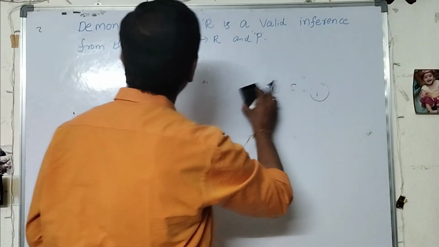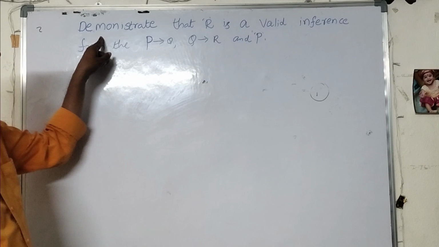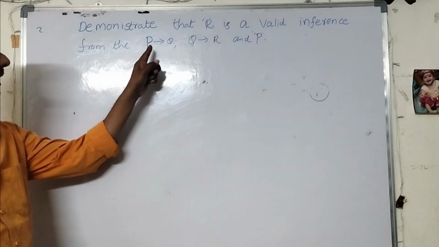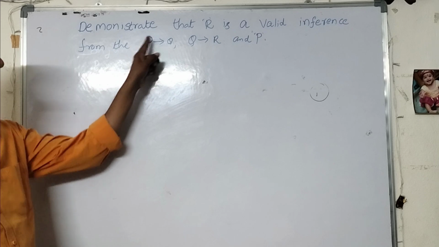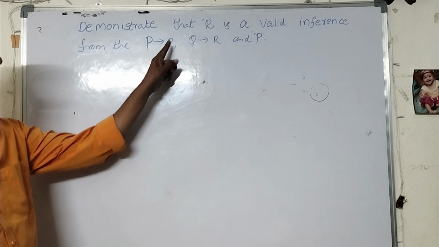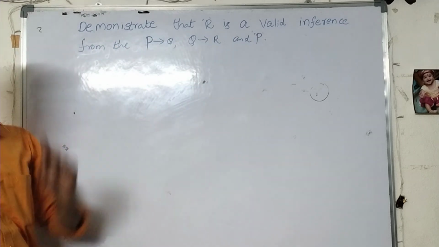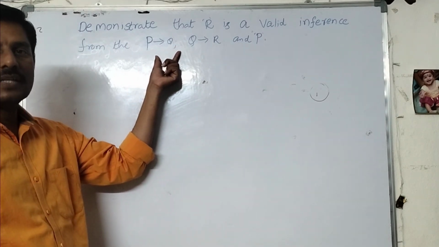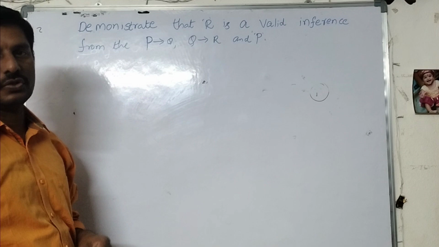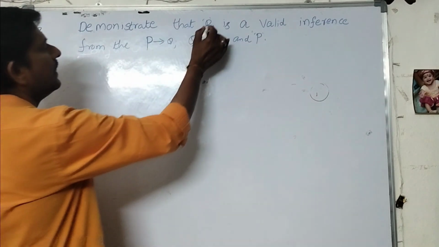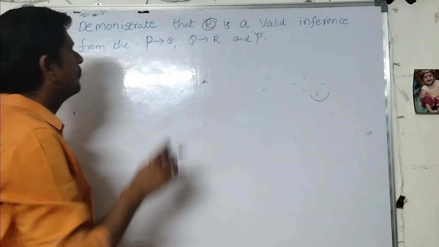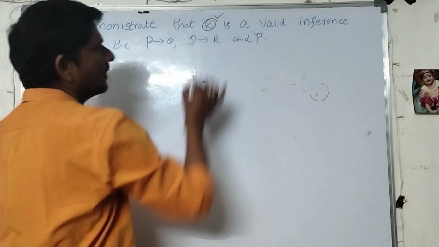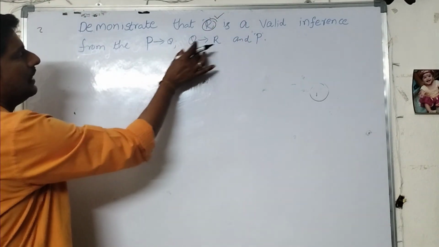Now observe this problem. Demonstrate that R is a valid inference from the premises P implies Q, Q implies R, and P. First of all, we need to identify what the premises are and what the conclusion is. Clearly R is the valid inference from the premises, that means R is the conclusion. Here R is the conclusion and there are 3 premises.